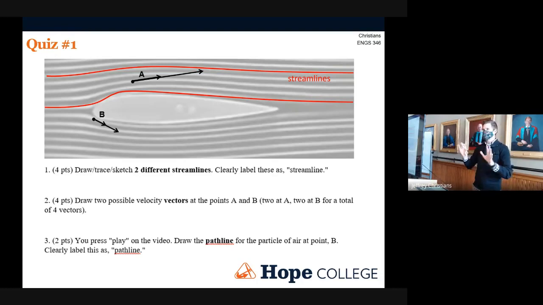But hopefully this gives you somewhat of a taste. There's a lot of information in just a visual picture like this, or just a visual experiment, that you can actually extract. The last one, and I think everybody got this, is the path line at B. It's going to zoom down along its little trajectory as shown there.